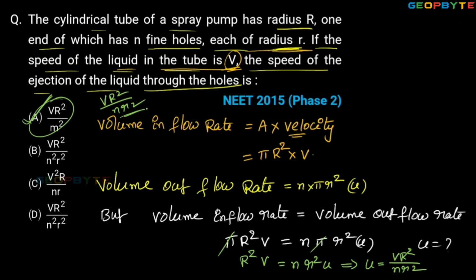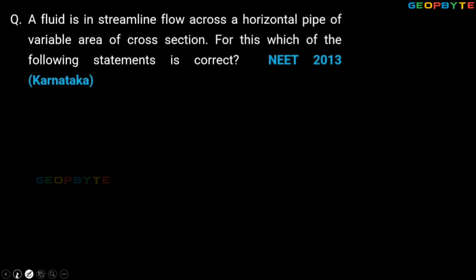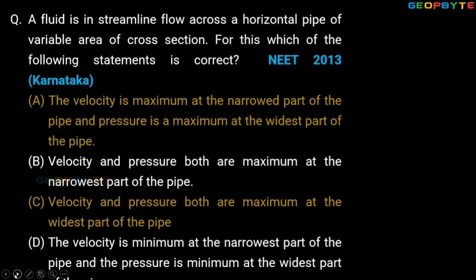Option A is correct. Understood clearly? Yes. Similarly, let us take another important problem. Look at the screen. It is asking like this: a fluid is in streamline flow across a horizontal pipe of variable area of cross section. For this, which of the following statements is correct?